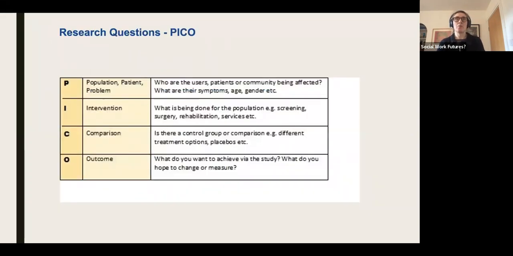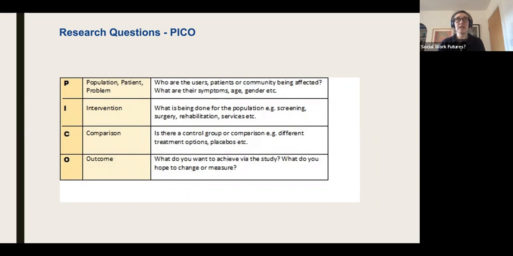So how do we come up with quantitative research questions? Well, there's many models out there. There's a fair number of different tools that you can think with to help you come up with your questions. PICO is one of the most widely used for quantitative research, because it forces you to think about the different facets that you need to consider within your creation of a question.